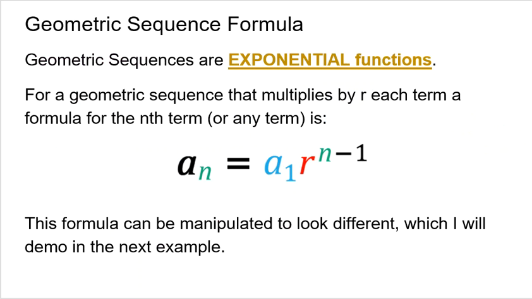So here we go. First, I want to make sure I note that geometric sequences are exponential. Linear functions are arithmetic because linear functions go up by the same number. That's the slope, and that's what an arithmetic sequence does. But an exponential function is one where you keep multiplying, right? And that's exactly what geometric sequences do. So this formula is actually really, really simple.